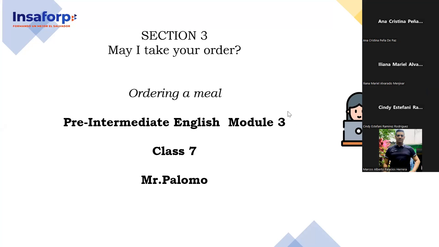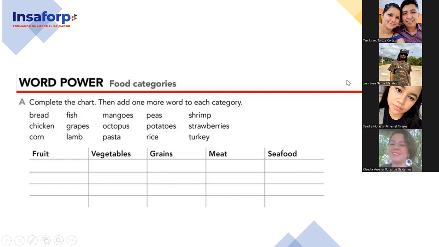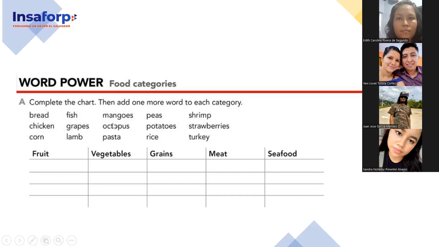So let's begin. We're going to have some vocabulary first, which is about food categories. We have some food categories here, and also some vocabulary about food. Do me a favor, please. Juan Jose Garcia, hello, good evening. Thank you. Do me a favor, Juan, and read this vocabulary and also these categories that we have here.